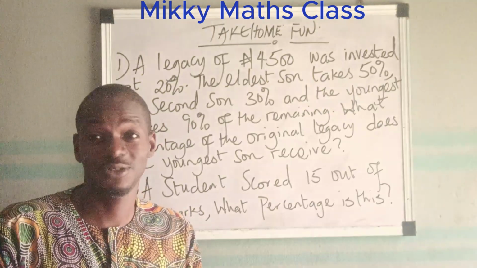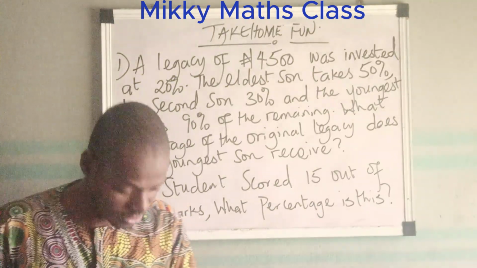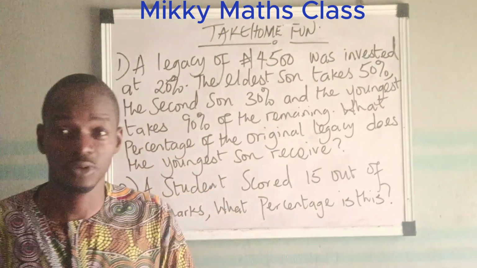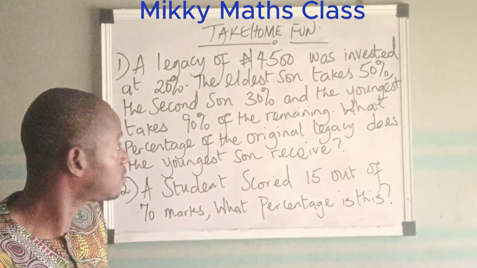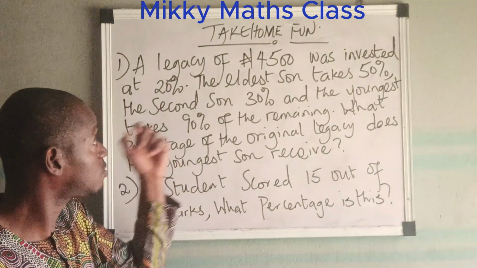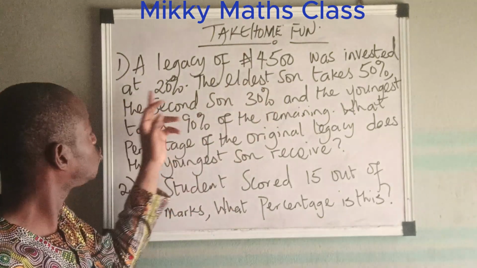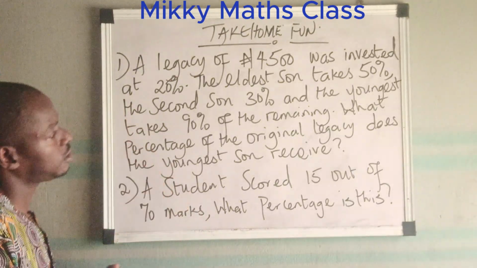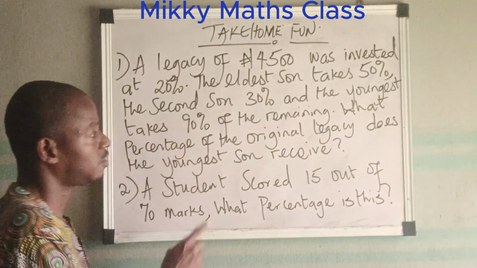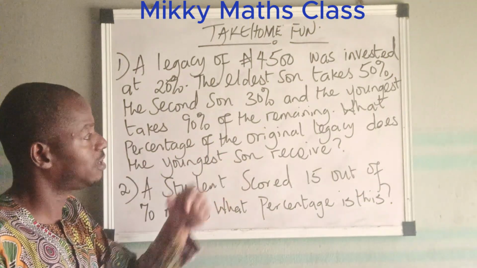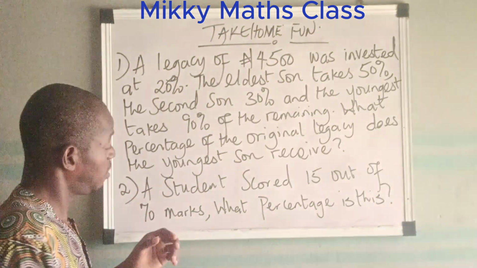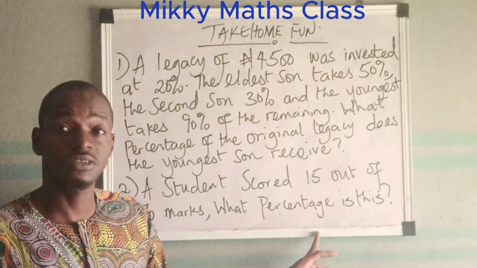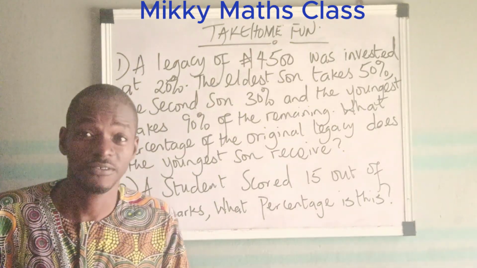Right, this is just a brief introduction on percentages. Remember, percentage means out of 100. In our usual style, just before we go, here's a list of take-home questions. The first one: a legacy of 4,500 was invested at 20%. The eldest son takes 50%, the second son takes 30%, and the youngest takes 90% of the remaining. What percentage of the original legacy does the youngest son receive? And the second one: a student scored 15 out of 70 marks. What percentage is this?